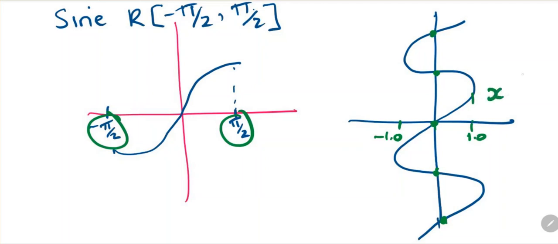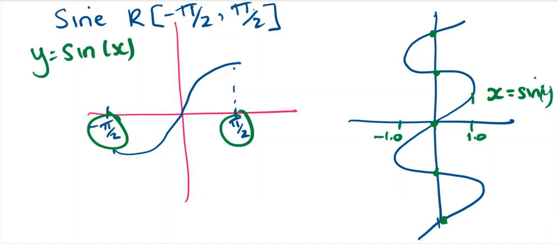So we can say x is equal to sine y, whereas over here, this initial graph, we would say y is equal to sine of x. So our values here, this would be at pi over 2, and this value here would be at minus pi over 2. So this is the area that we'll be looking at.